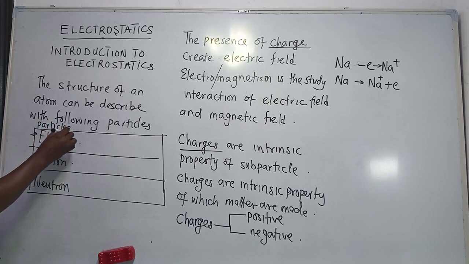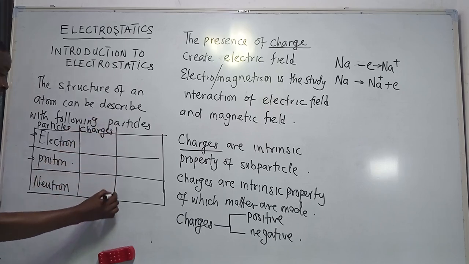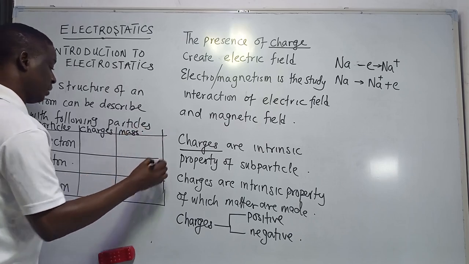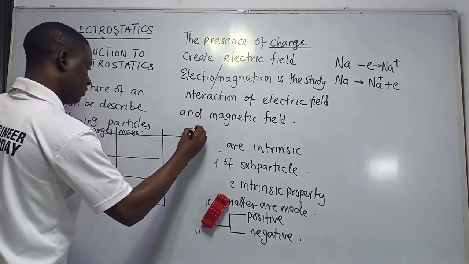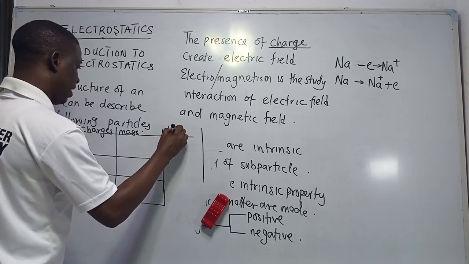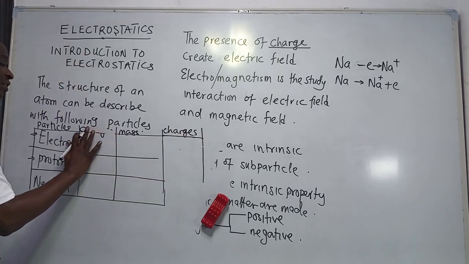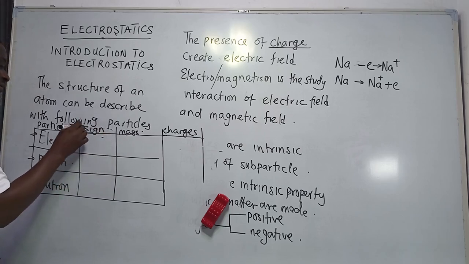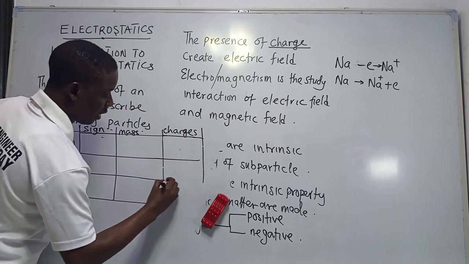These are the particles. Then after the particles, I must consider the charge. These are the charges. I must know the mass of the body, or the mass of the particle. Then lastly, I must also know the charges they carry. Let's call this one the sign, the positive sign or negative sign.